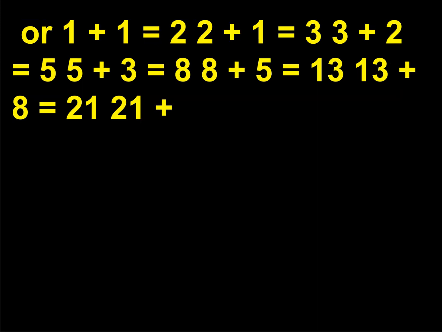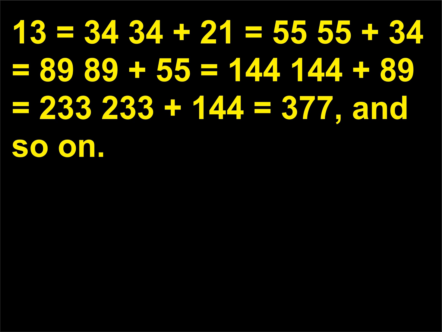Or 1 plus 1 equals 2, 2 plus 1 equals 3, 3 plus 2 equals 5, 5 plus 3 equals 8, 8 plus 5 equals 13, 13 plus 8 equals 21, 21 plus 13 equals 34, 34 plus 21 equals 55, 55 plus 34 equals 89, 89 plus 55 equals 144, 144 plus 89 equals 233, 233 plus 144 equals 377, and so on.